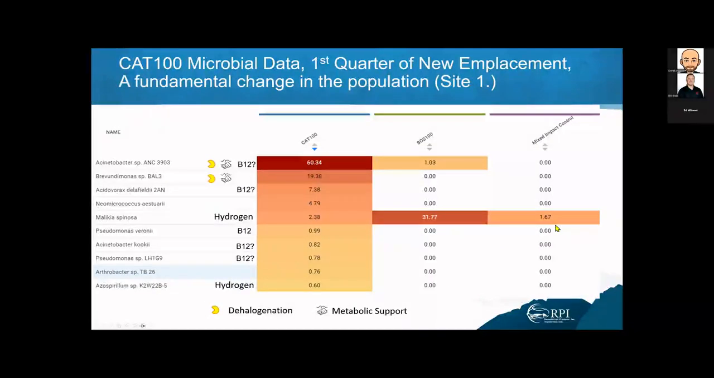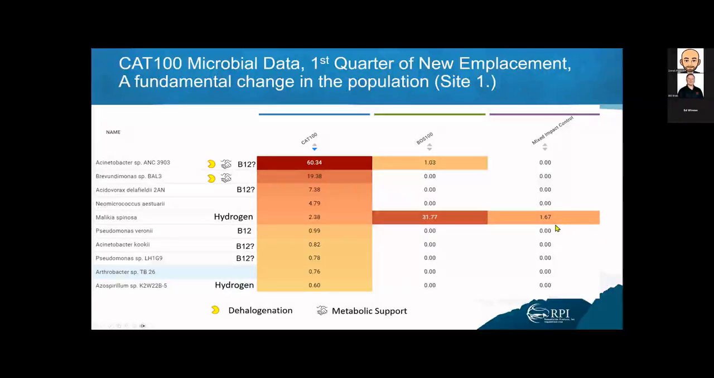So here's the first data from next-gen sequencing that I'll show you. This is Cat 100 microbial data, but this is only in the first quarter of a new emplacement. And notice the difference. On the left, I have the Cat 100, and I have the microbes from most prevalent down to least prevalent according to what was in the Cat 100 sample.